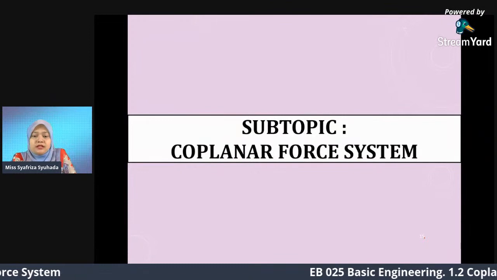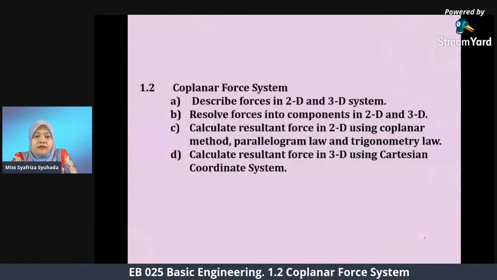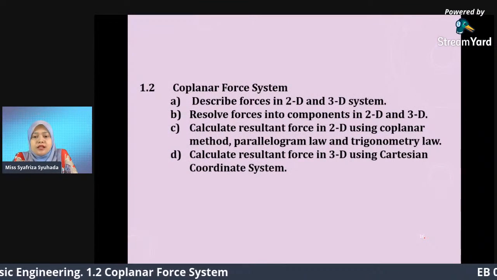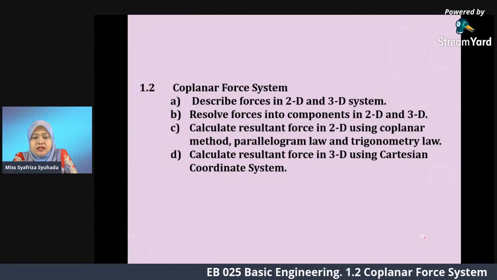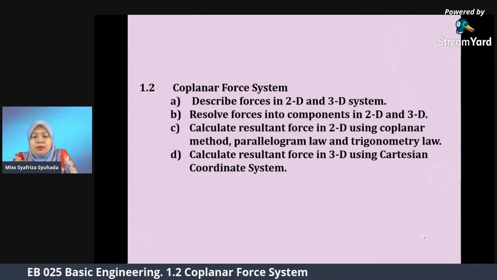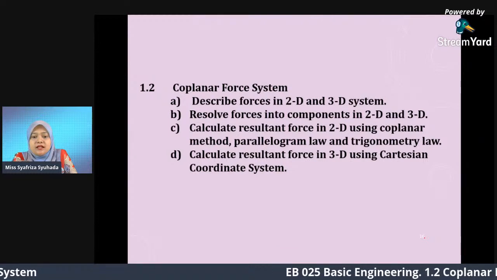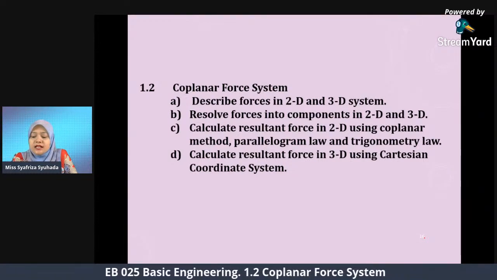We go to our subtopic for today. There is coplanar force system. For this topic, we will learn to describe forces in 2D and 3D systems. Second, we can resolve forces into components in 2D and 3D. Third, we can calculate resultant force in 2D by using coplanar method, parallelogram law, and trigonometry law. And the last one, we can calculate the resultant force in 3D by using Cartesian coordinate system.